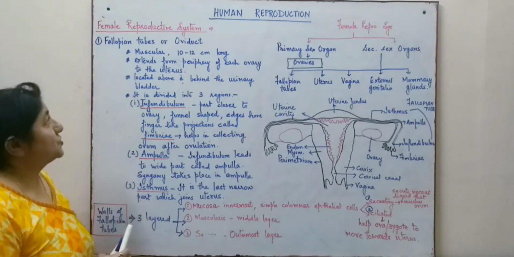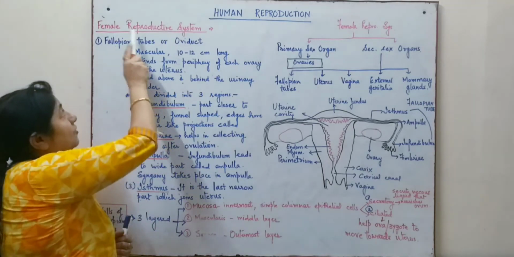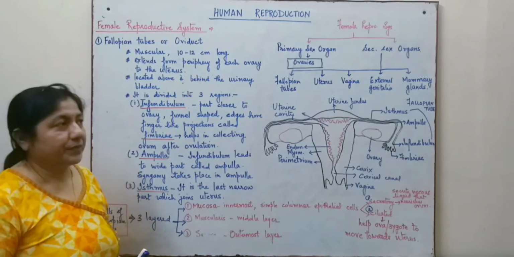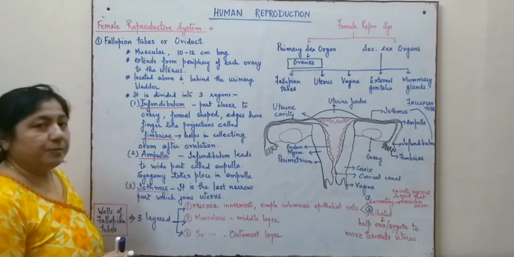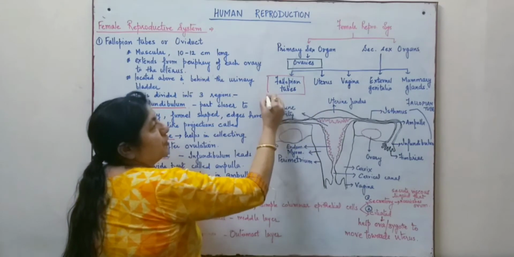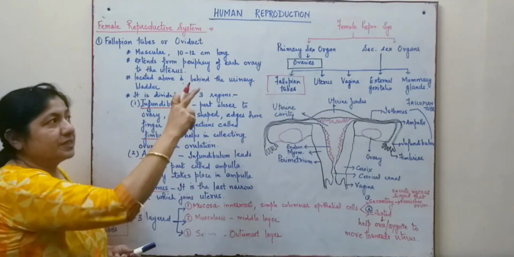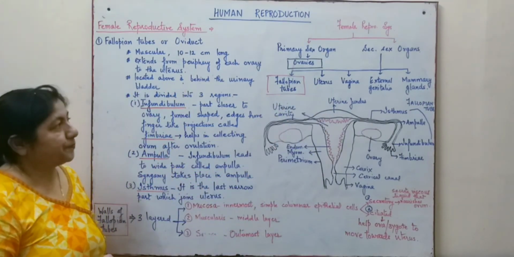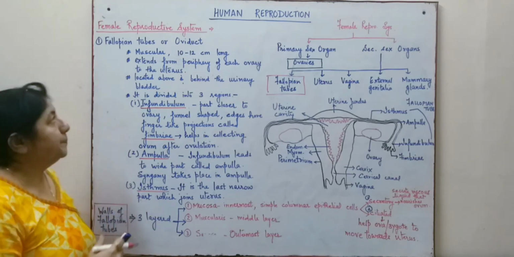In continuation with the study of the female reproductive system, in this video today, we'll be talking about the fallopian tubes. The fallopian tubes form the secondary sex organs. We'll be discussing them one by one.